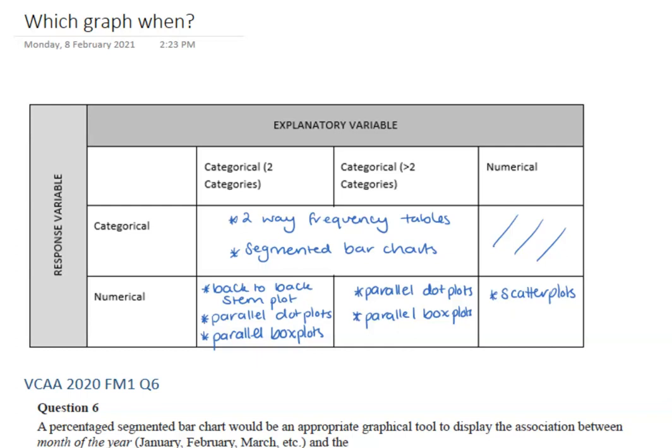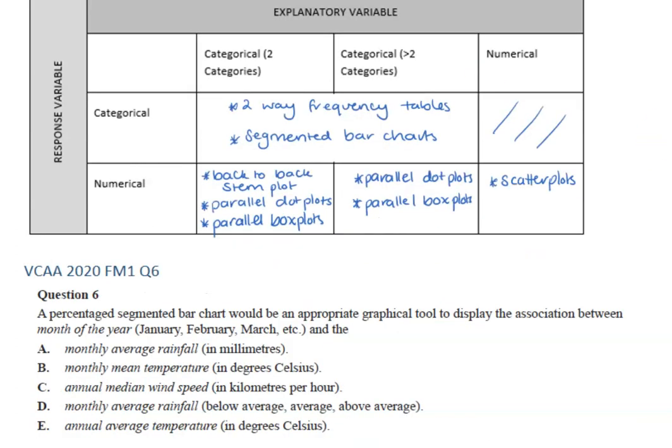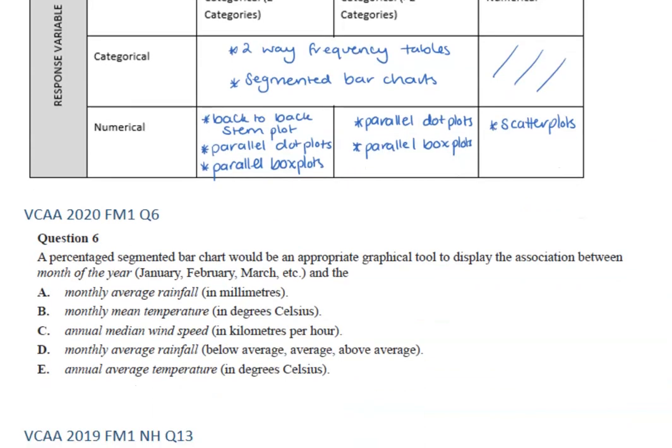So below here, we've got a few questions from the last 5 or so years. Mainly, we see this in exam 1. So looking here to the 2020 exam, we have a question where they're asking us which variable a percentage segmented bar chart would be appropriate to display the association with the month of the year, given as February, March, etc. And we have to pick our option there.